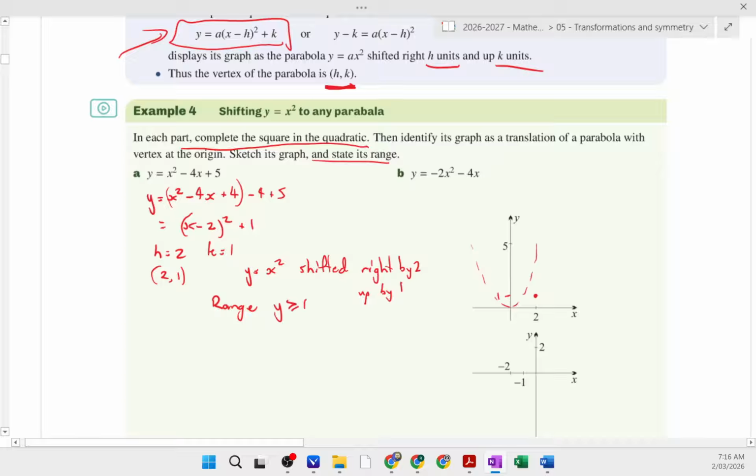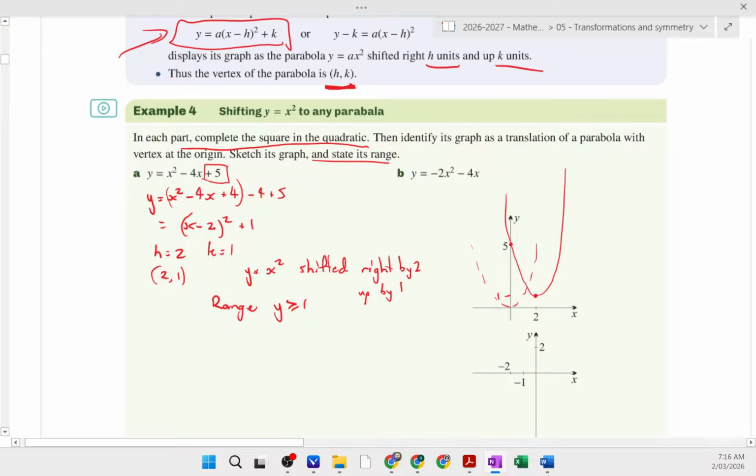And now, if I subbed in to find out what my y-intercept would be, I know my y-intercept is 5. So that one and that one, and there you go.